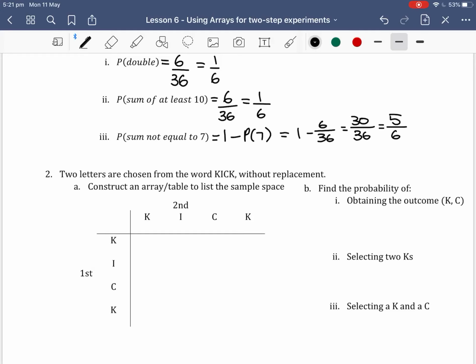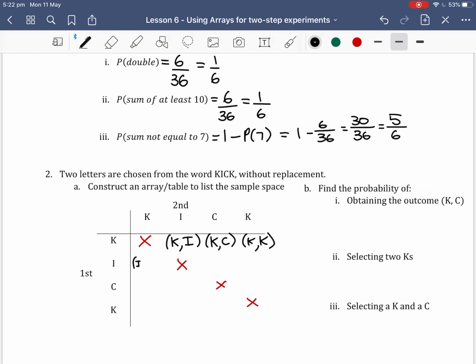So that means we can't have a K and a K for the first one. So that does not exist. It also means that our I and our I will not exist, our C and our C will not exist, and our K and our K will not exist here. So we can have our first one to be a K with our second letter to be an I, our first to be a K with our second letter to be a C, or our first letter to be a K and our second letter to be a K. Because there is the double up of the K, this will occur.